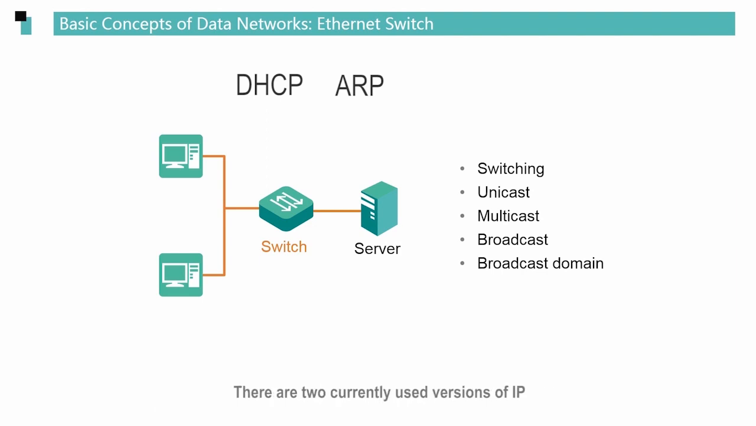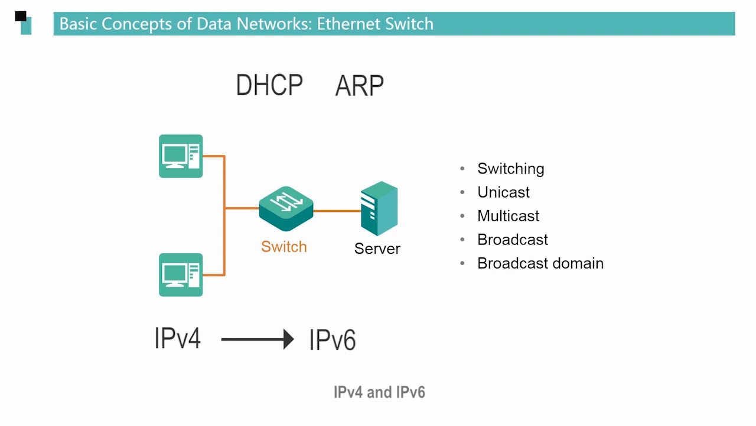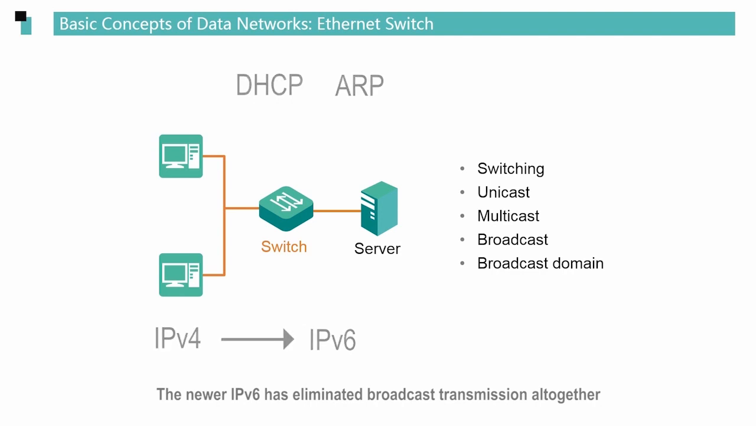There are two currently used versions of IP, IPv4 and IPv6. The older IPv4, which is still in common usage, allows broadcasting. The newer IPv6 has eliminated the broadcast transmission altogether.